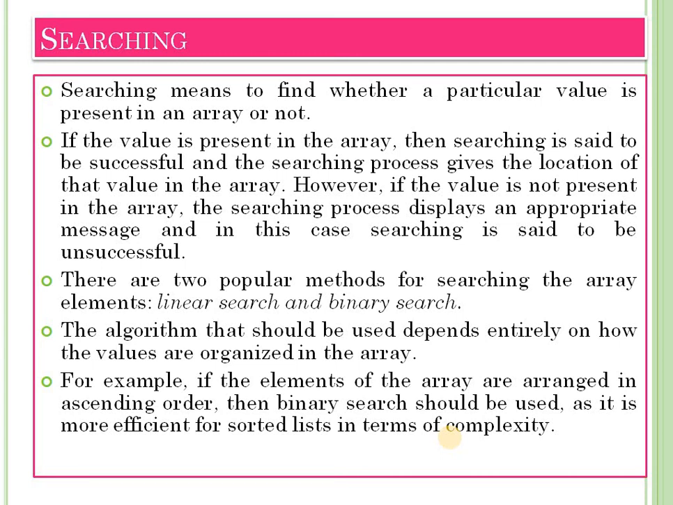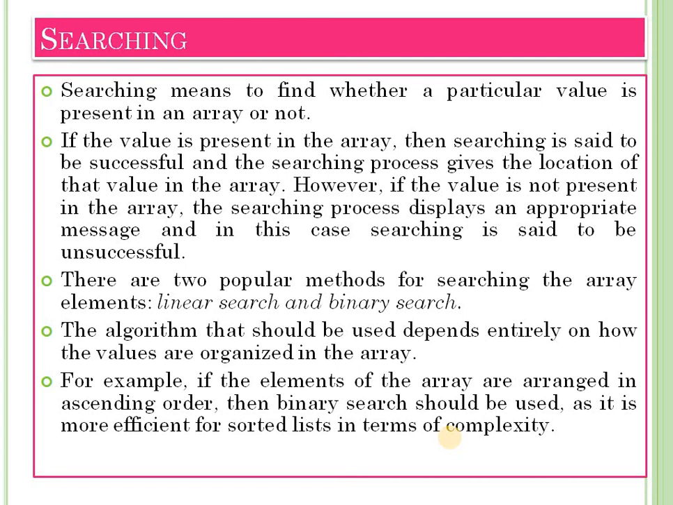If the value is present in array, then searching is said to be successful, and the searching process gives the location of that value in the array. If that element is present, then our searching is successful, and we print that element's location as an output. However, if a value is not present in an array, the searching process displays an appropriate message. Here we can say element is not found message. In this case, searching is said to be unsuccessful.